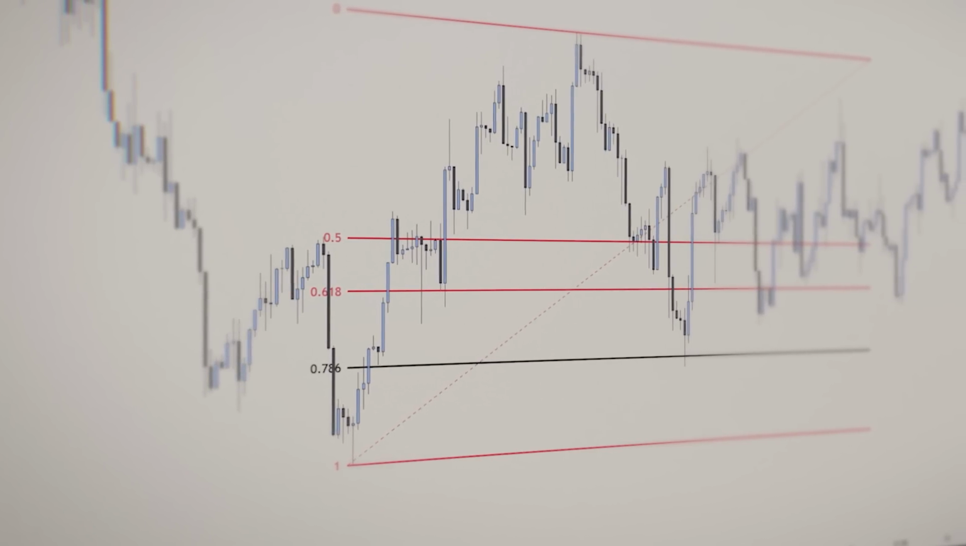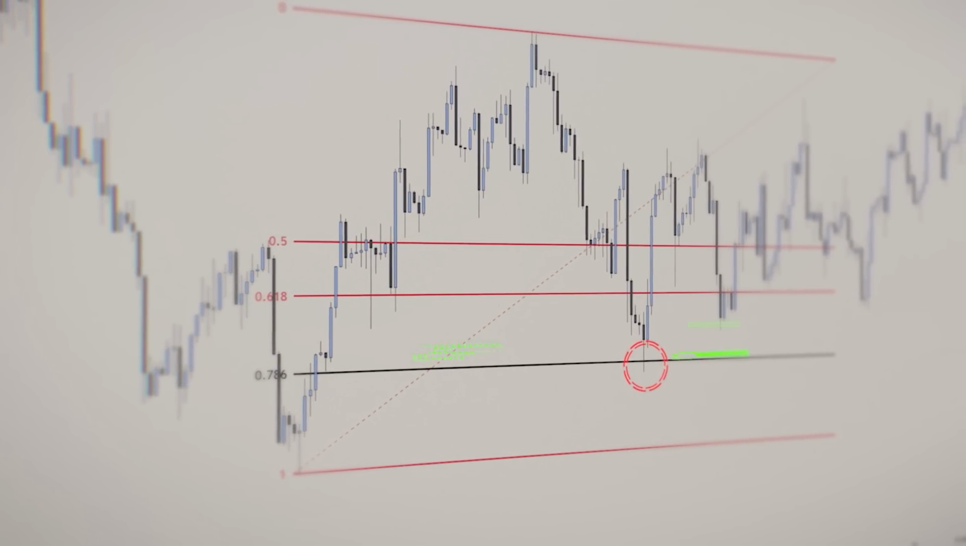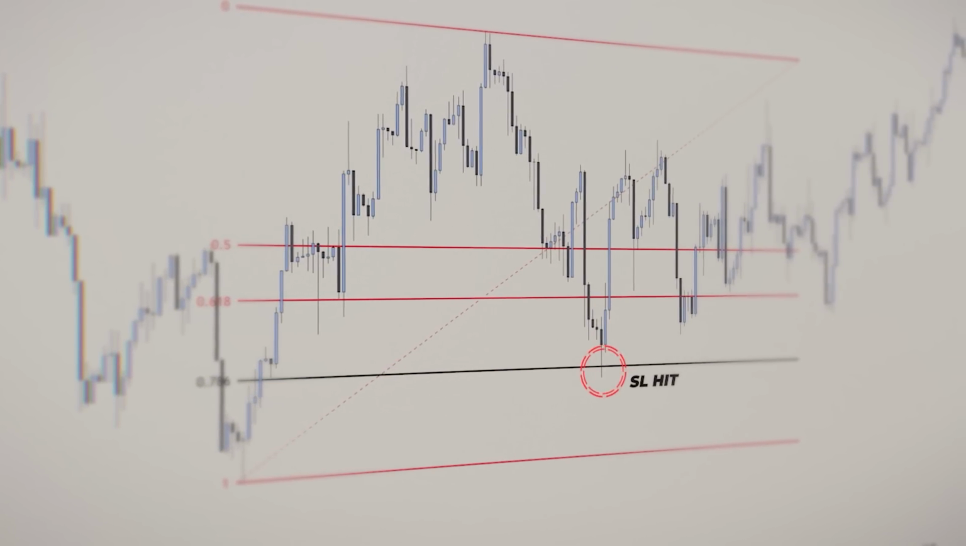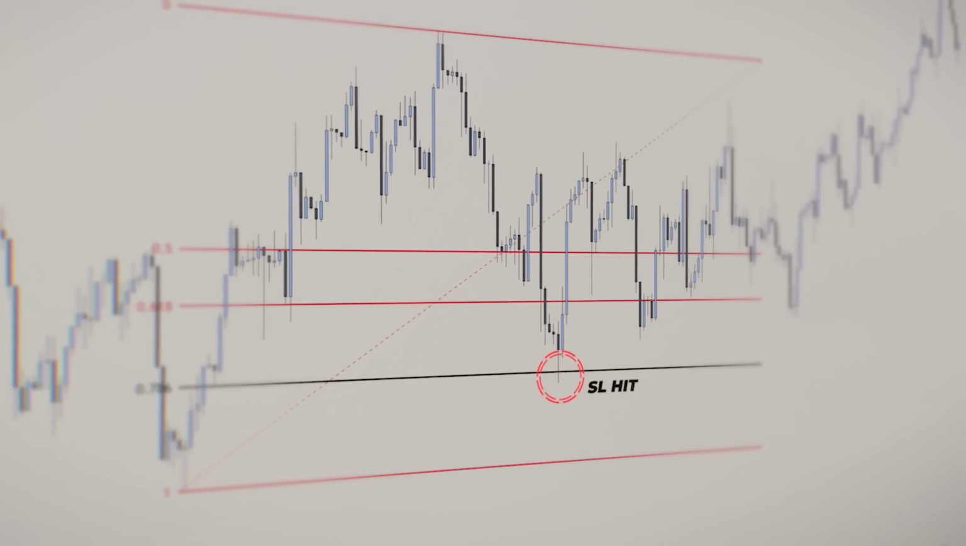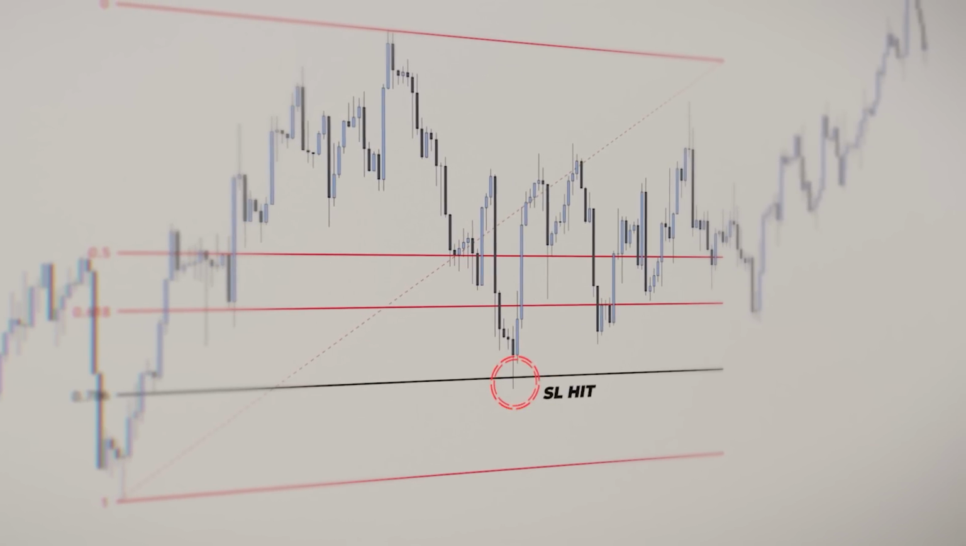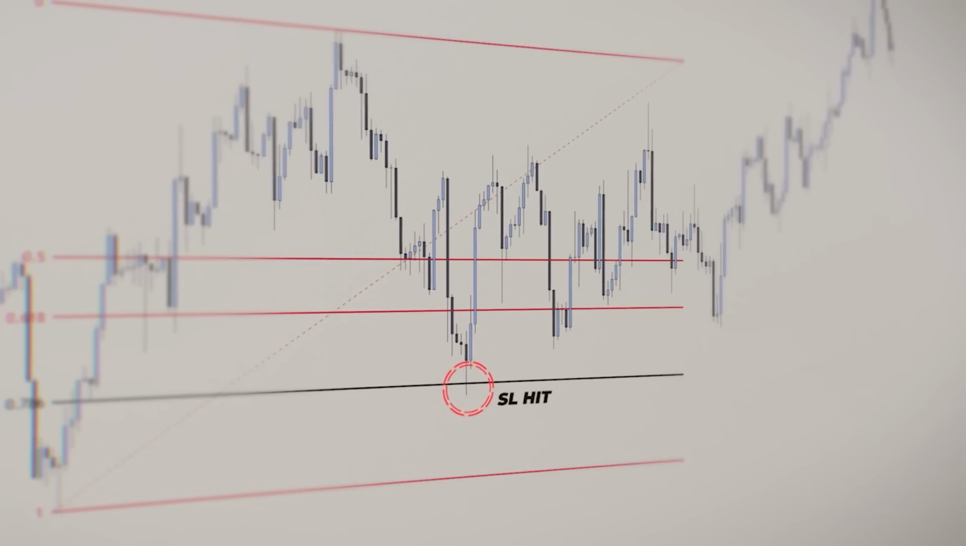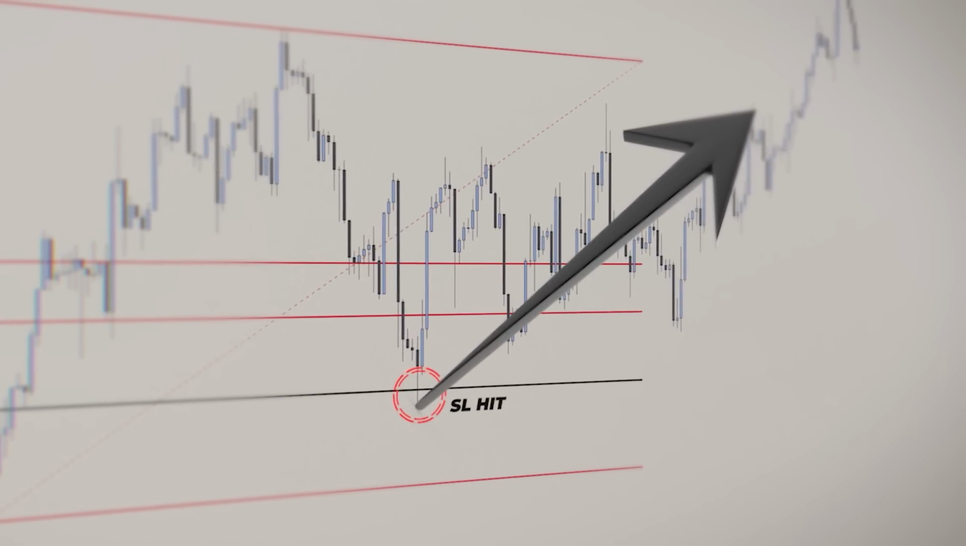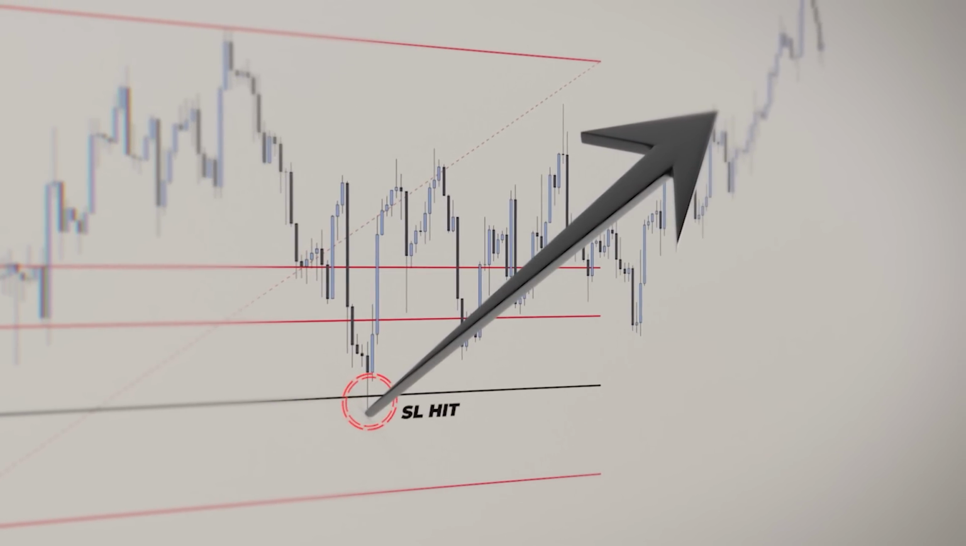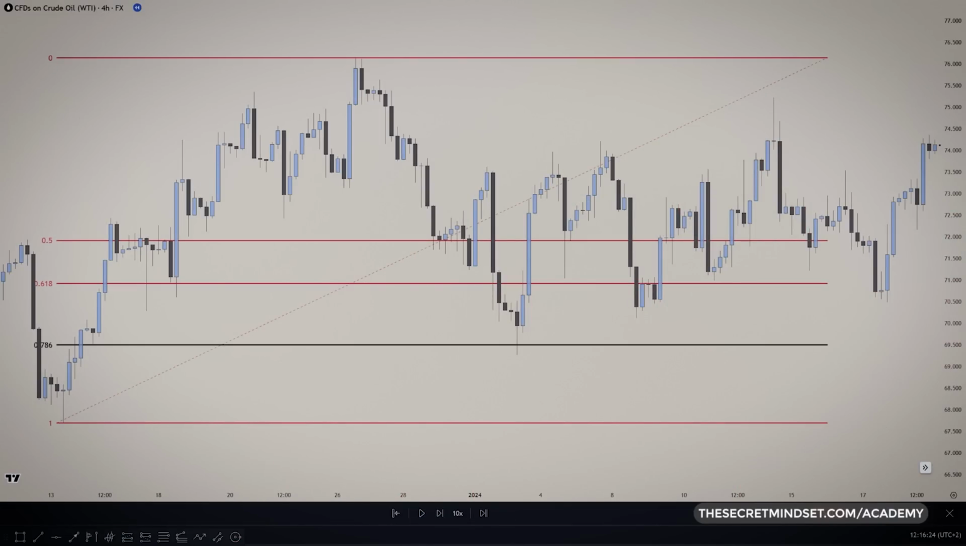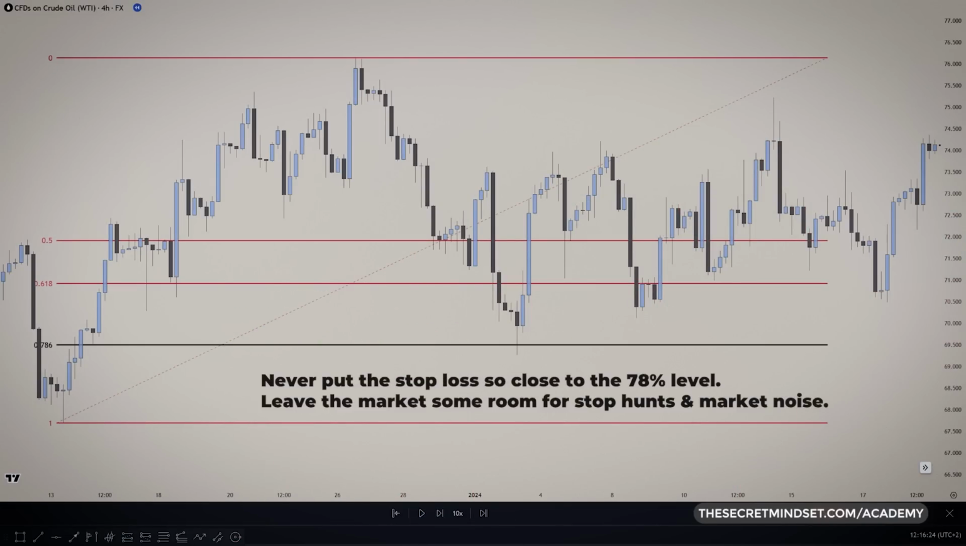And look what happened. I don't know how to call it, bad luck or bad stop placement. The price reached the 78% level, broke slightly below it, stopped me from the trade, and you guessed it, went straight back up, right to my take profit area. Lesson learned, never put the stop loss so close to the 78% level. Leave the market some room for stop hunts, market noise, and others. This would have been a home run if I had my stop just a bit lower.